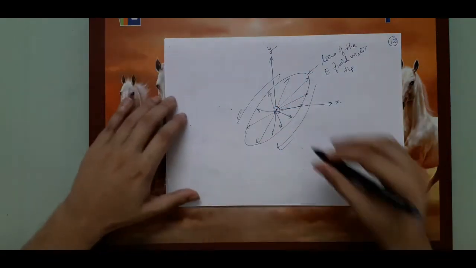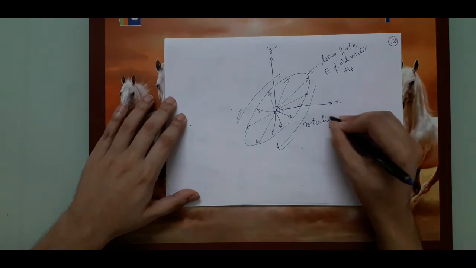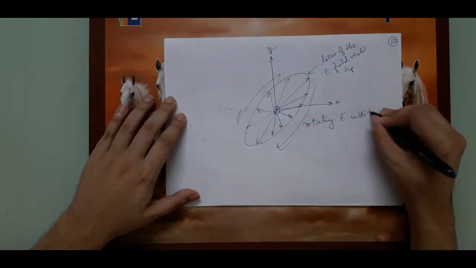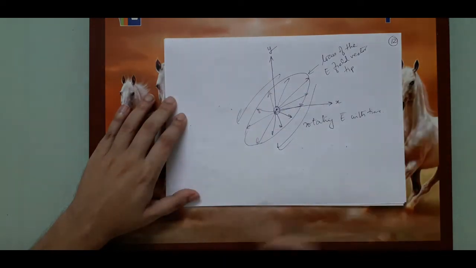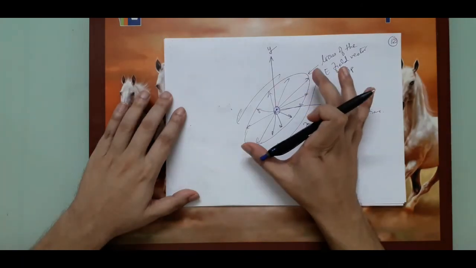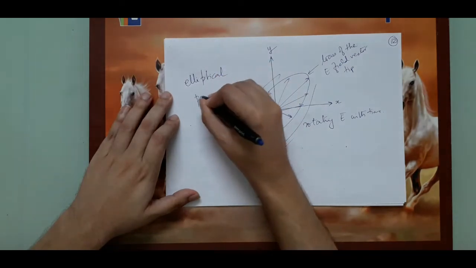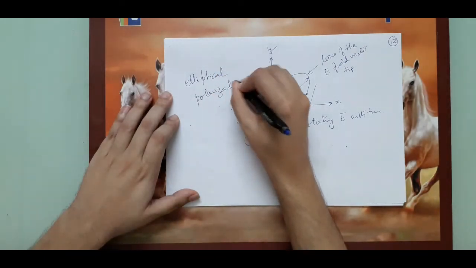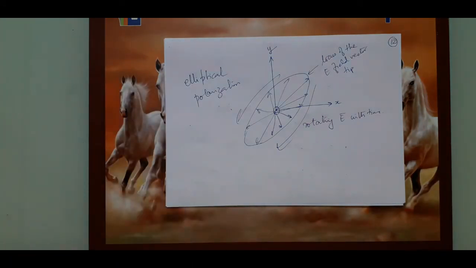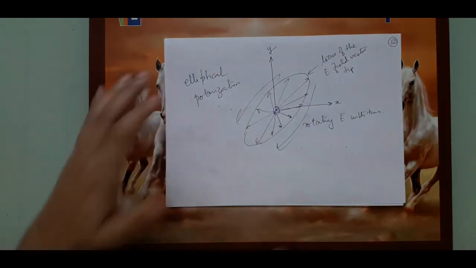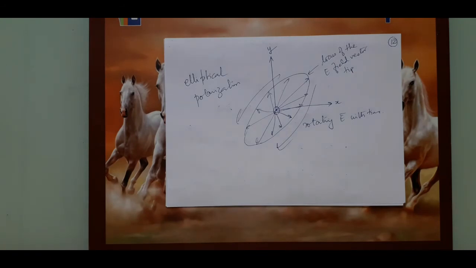So with time, the orientation of the electric field vector also changes. This kind of polarization is called elliptical polarization, and this is the most general case of all polarizations. In general, what we derived, without any other conditions, comes out to be an ellipse. So in general, all polarizations are some form of elliptical polarization.